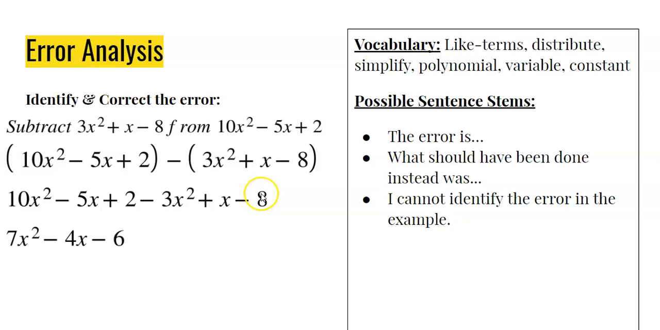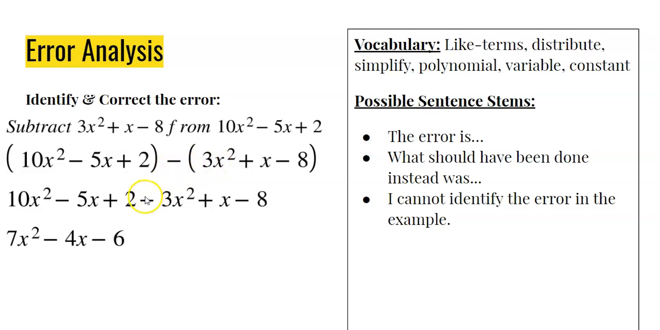Now, here's an error analysis problem. So someone was told to subtract 3x squared plus x minus 8 from 10x squared minus 5x plus 2. Now this is a similar problem that you may encounter in your Delta Math homework. So here's where you have to be careful. This student said, okay, well, I'm going to put parentheses around my first term, put parentheses around my second term, and I'm going to subtract. And then I'm going to distribute my negative to each term, which is what they did.